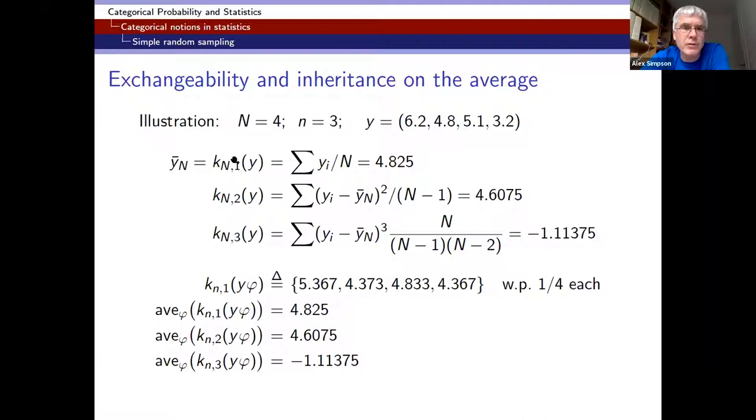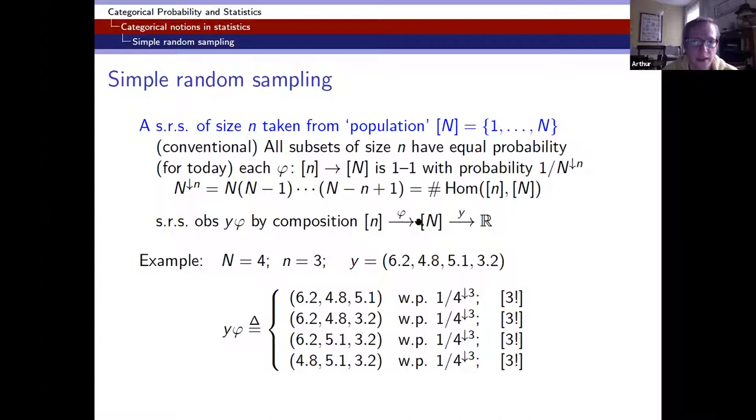Yes, I just wanted to know if that morphism varphi, the map from bracket n lowercase to bracket N capital, can be viewed as a stochastic matrix that associates to each element the uniform probability.